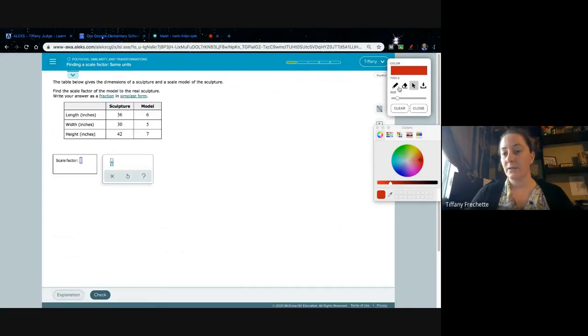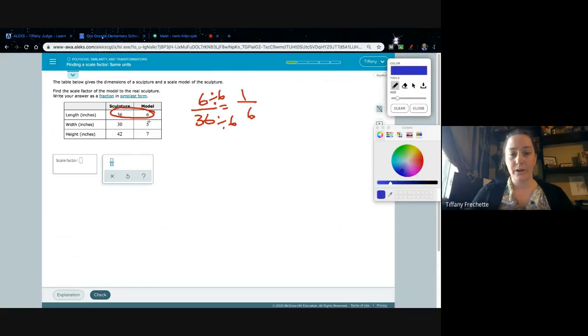Next. Okay. So now we have a table below that gives the dimensions of a sculpture and the scale model of the sculpture. Find the scale factor of the model to the sculpture. So now we want to go model to sculpture. So we need to make sure. So we'll do this one first for the length. So we have model to sculpture. And both of these can divide. We want to reduce. So we can divide by 6 on the top and the bottom. 6 divided by 6 is 1. 36 divided by 6 is, in fact, 6.